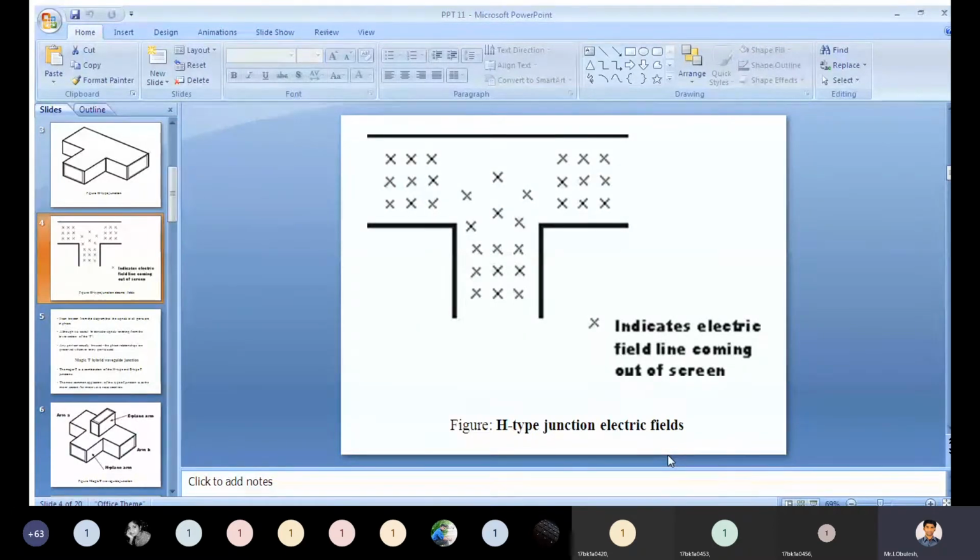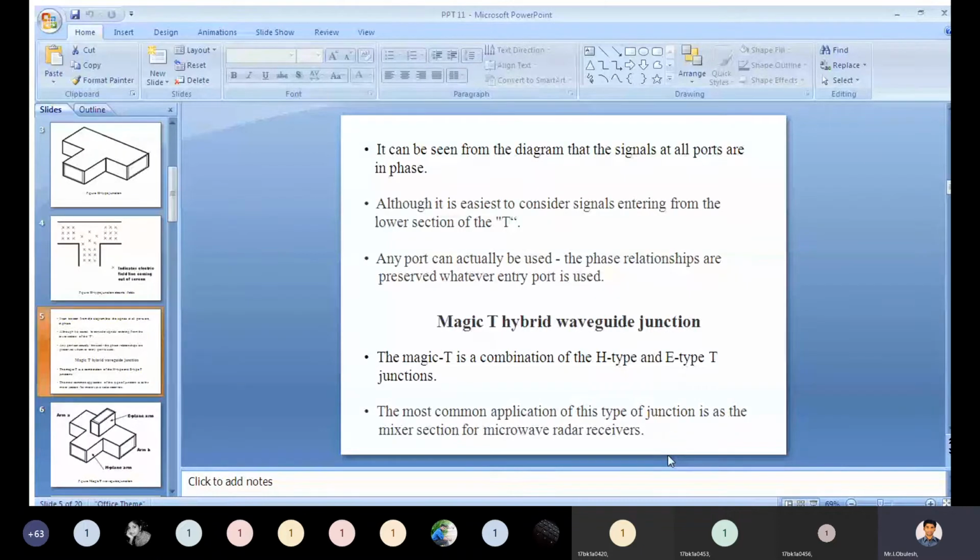This indicates that the electric field line is coming out of the screen. One more symbol is used, the dot, which is used for an electric field line going into the screen. The cross mark indicates an electric field line coming out of the screen, and the dot indicates an electric field line going into the screen. You need to remember that.